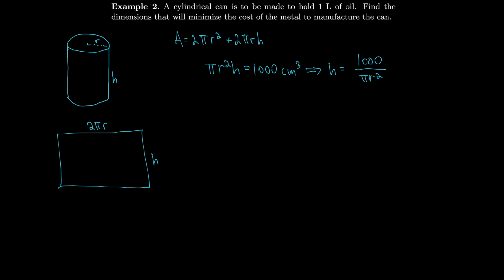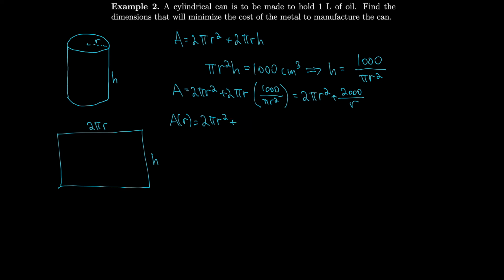So now we can go back in and eliminate h. So we get that the area is 2 pi r squared plus 2 pi r times h, which is 1,000 over pi r squared. We can simplify that and get that it's equal to 2 pi r squared plus 2,000 over r. So now we have a function of r, a function of one variable, and we can minimize this. In this case the restriction on r is that it just has to be positive.